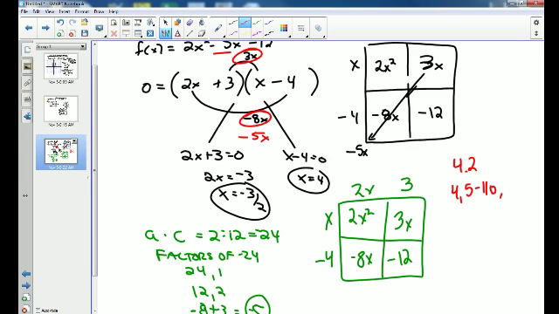This is 4.2, the book tells me to do it in a day, but we're going to take tomorrow and do quadratic formula and complete the square. So this is not due until Tuesday. Okay.